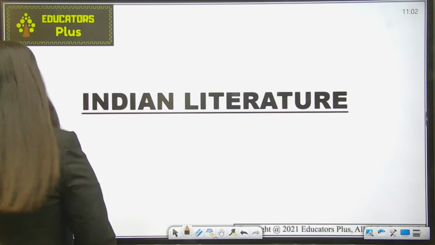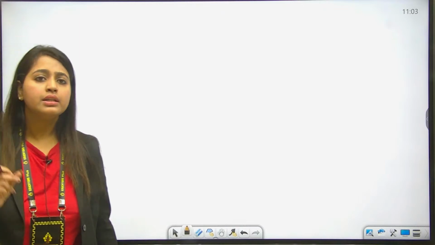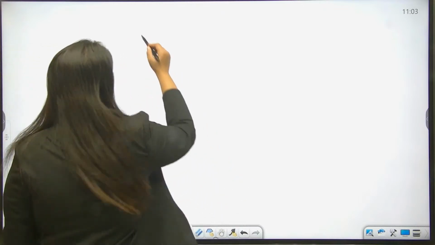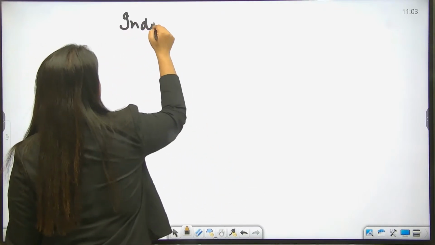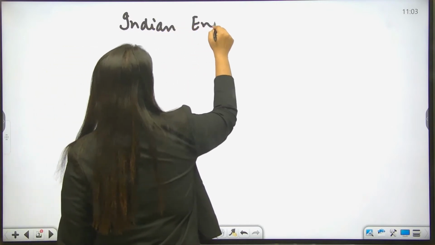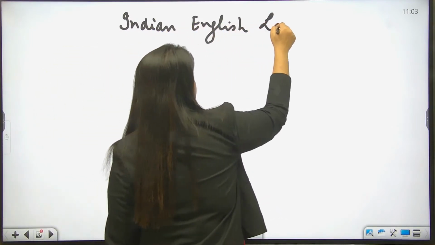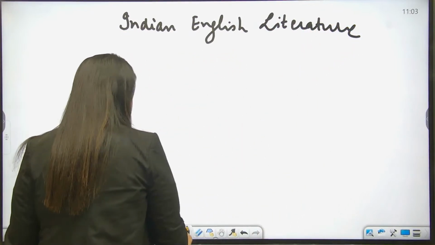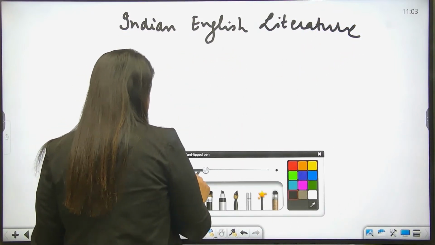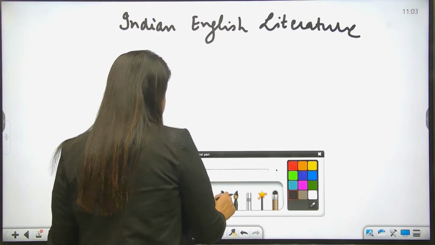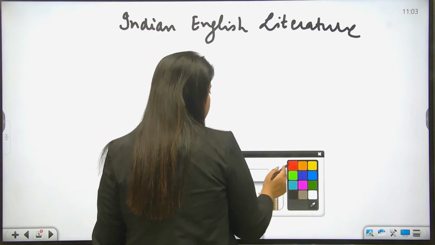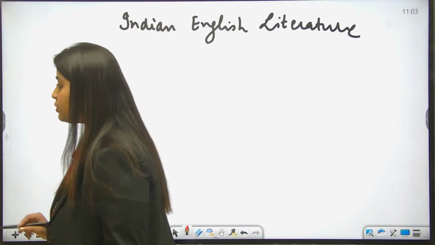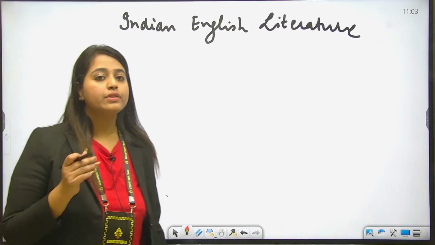Okay, so let's begin with the Indian literature. So first we'll study the scenario of the Indian English literature. ठीक है, पहले हम Indian English literature का scenario पढ़ेंगे. Fine. Okay, so we'll be studying about the scenario of the Indian English literature.